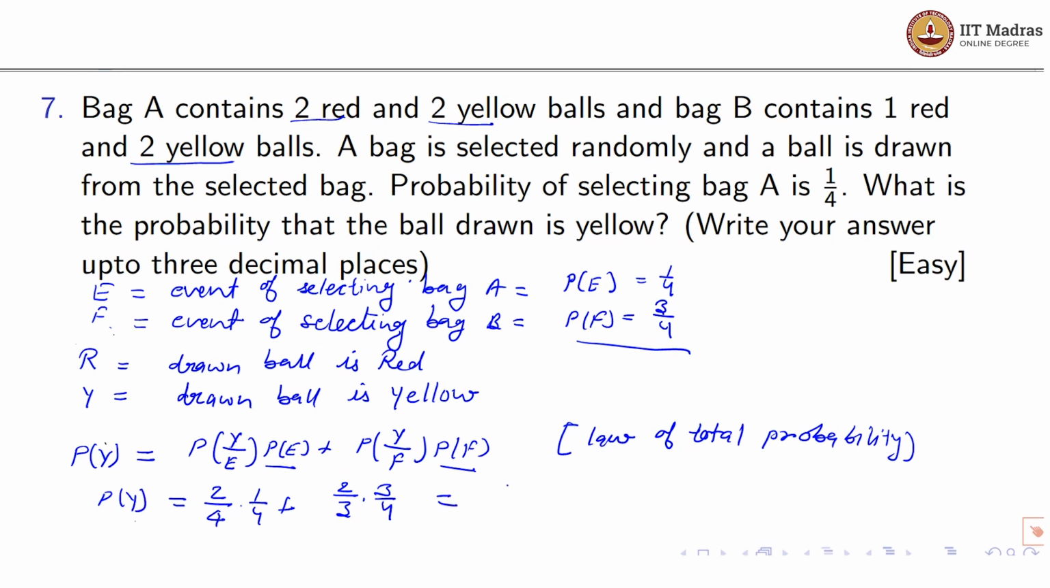So this will be my 1 by 8 plus 1 by 2. This will be my 5 by 8. By solving, I will get 0.625. This is my answer.